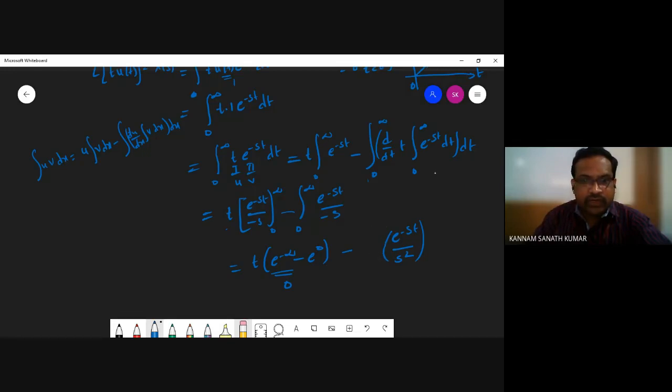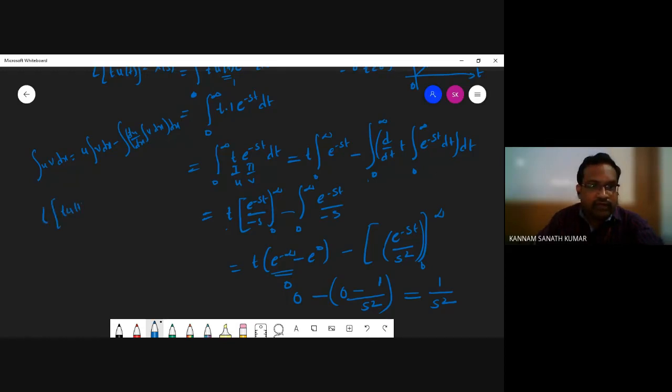So between the limits 0 to infinity, here anyway you are getting 0. So 0 minus, e power minus infinity is 0, minus e power 0 which is 1, 1 divided by s square. So minus of minus, plus, you are getting 1 by s square. So that means the Laplace transform of t into u of t equals 1 by s square.